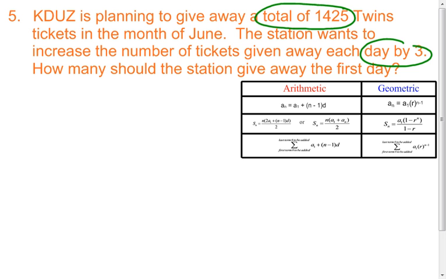If you're increasing by 3, by 3, by 3, by 3, plus 3, plus 3, plus 3, plus 3, you're adding, so it's an arithmetic sequence. Okay, I have the total here, so I know I'm going to have to use sum. I will use one of these two formulas.